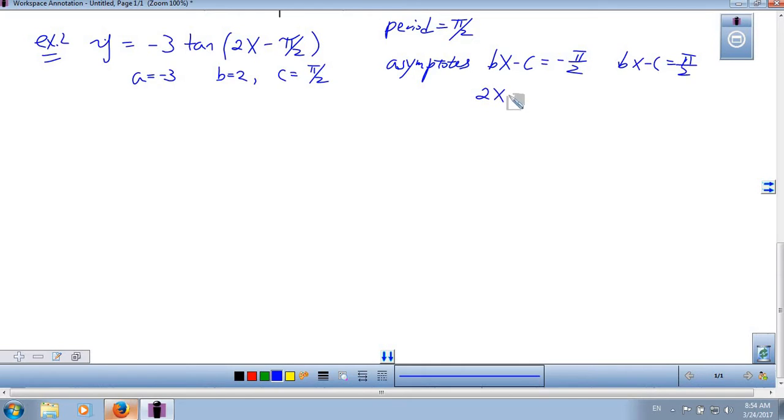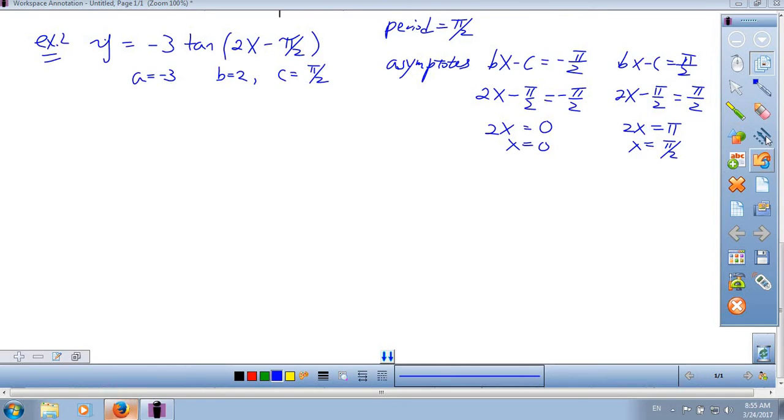Okay, so 2x minus pi over 2 is equal to negative pi over 2. So let's solve for 2x. I add pi over 2 on both sides, and it will be 0. Then I divide both sides by 2, so x will be equal to 0. Here, 2x minus pi over 2 equals pi over 2. So I add pi over 2 on both sides. Now pi over 2 plus pi over 2 is pi. So dividing both sides by 2, x will be pi over 2. So that means the two consecutive asymptotes will be at 0 and pi over 2.